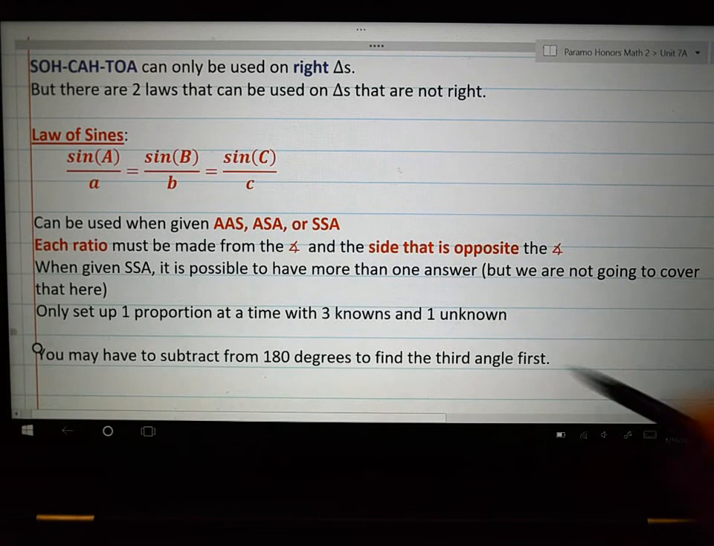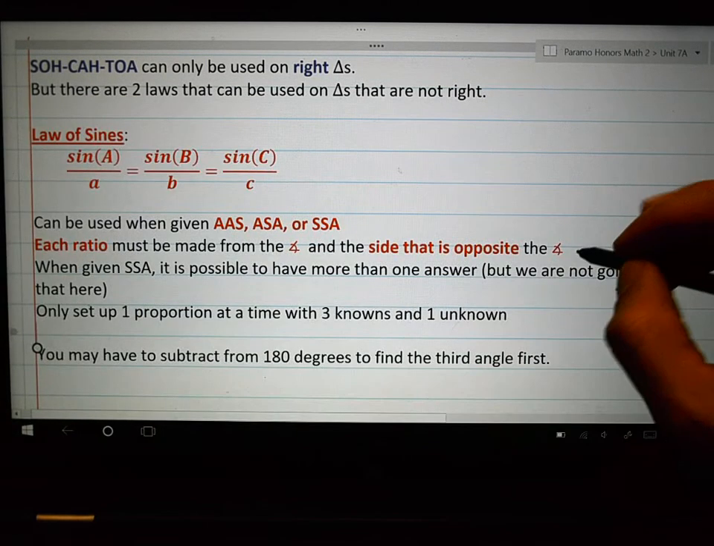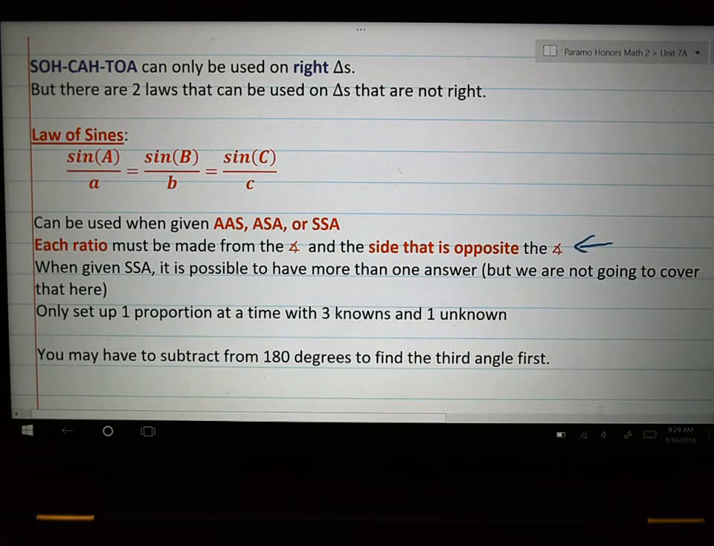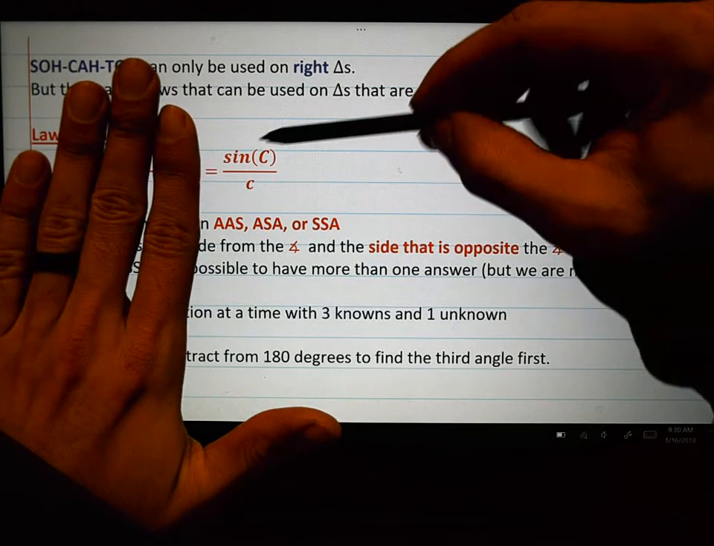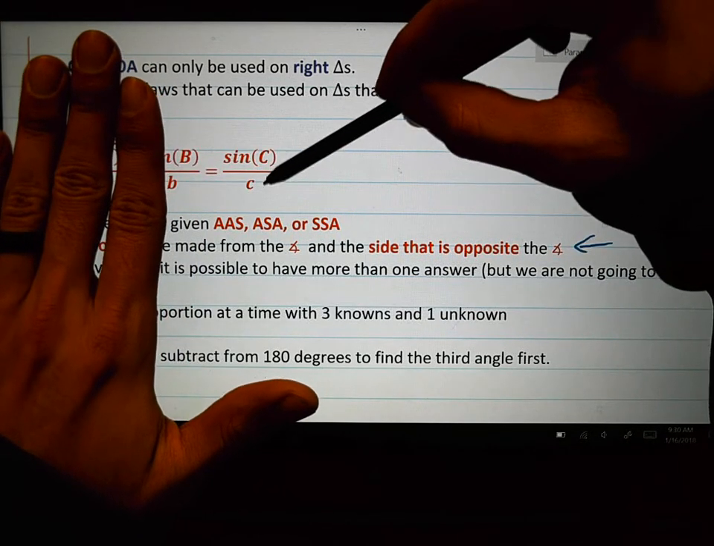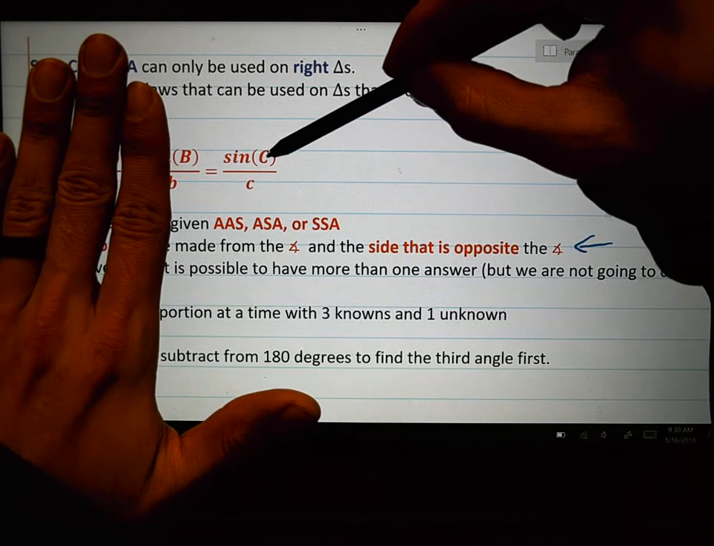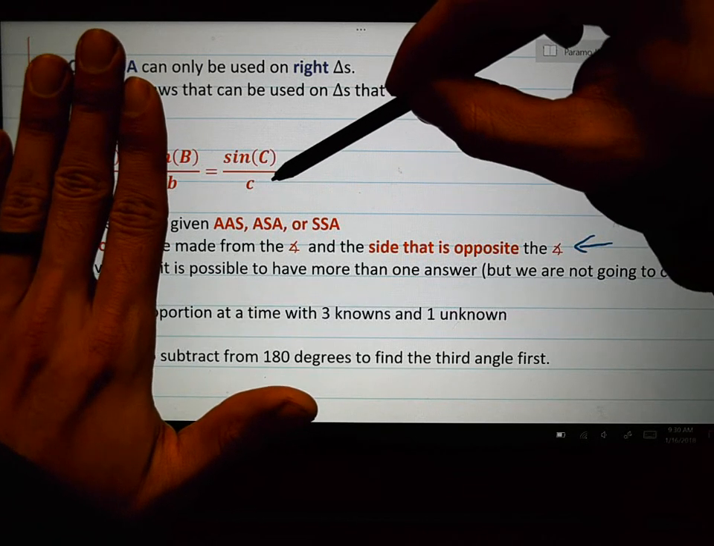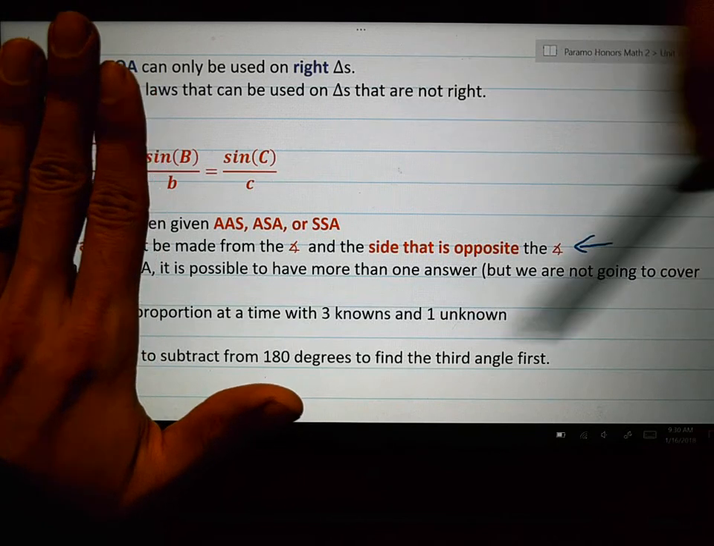The hardest part for most students to understand is this thing right here, this line. Each ratio must be made from the angle and the side that is opposite the angle. What that means is this. When I look at sine of big C and I have a little c, big C is the angle, little c is the side that is across from angle C.